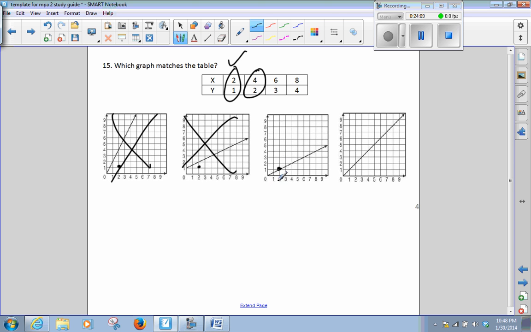So now over 4 and up 2. Yep, that one's on there. Over 6 and up 3. Over 8 and up 4. So ding, ding, ding. That's the one that matches the table.